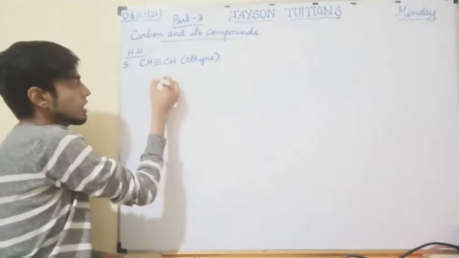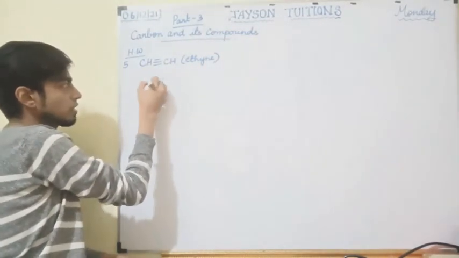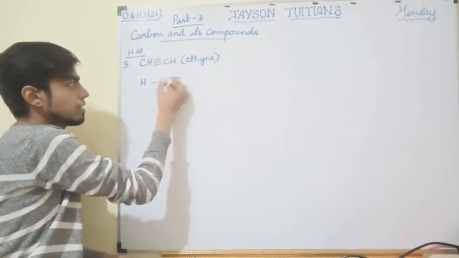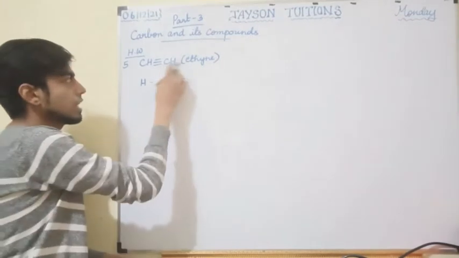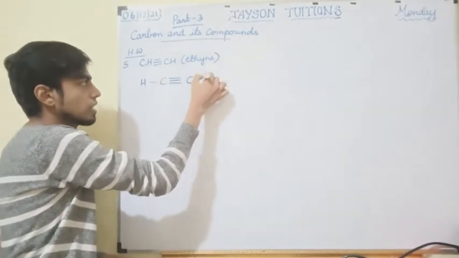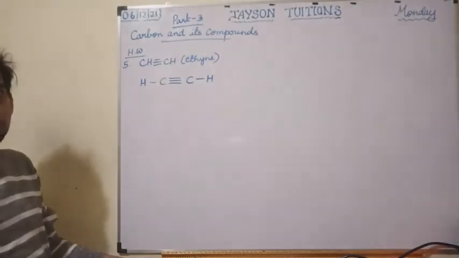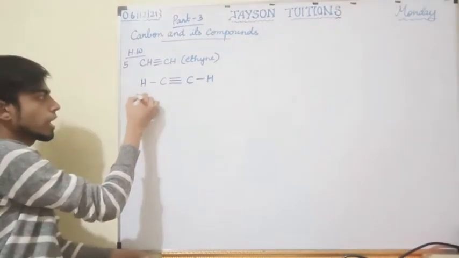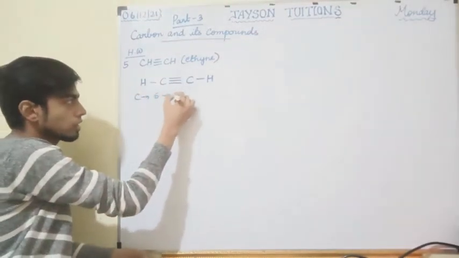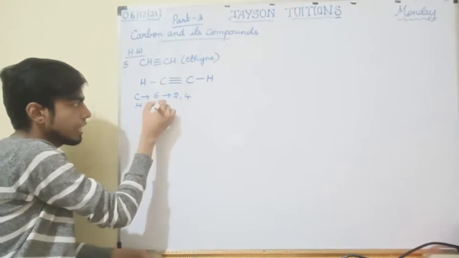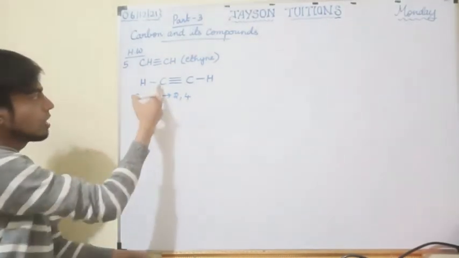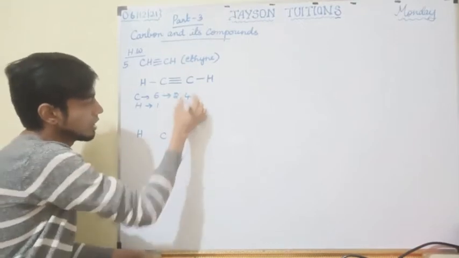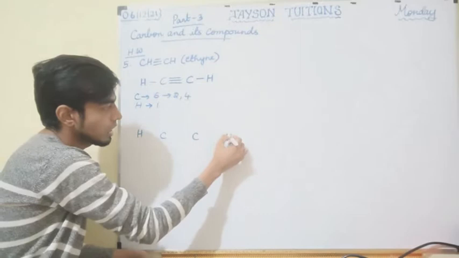So first we'll draw the structure. CH means one hydrogen will be attached to carbon. In the middle there is a triple bond and another carbon is there, and to this carbon one hydrogen is attached. Okay, so this is the structure. So now you know for carbon you should keep how many dots? 4 dots. For hydrogen you should keep 1 dot. So same way we will write here carbon, hydrogen, here one carbon, here one hydrogen.